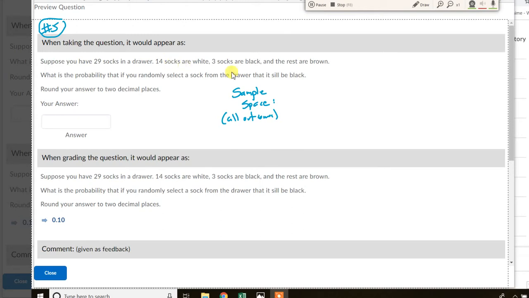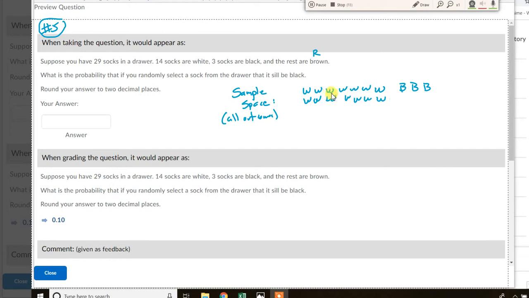So let's see, I've got 14 white socks. 1, 2, 3, 4, 5, 6, 7, 8, 9, 10, 11, 12, 13, 14. There's my 14 white socks. Then I've got 3 black socks. Black and brown both start with the same letter, so I'll use B for black. So I've got black, black, black, 3 black socks. And for brown, I'll use R, because of the second letter. The rest are brown.